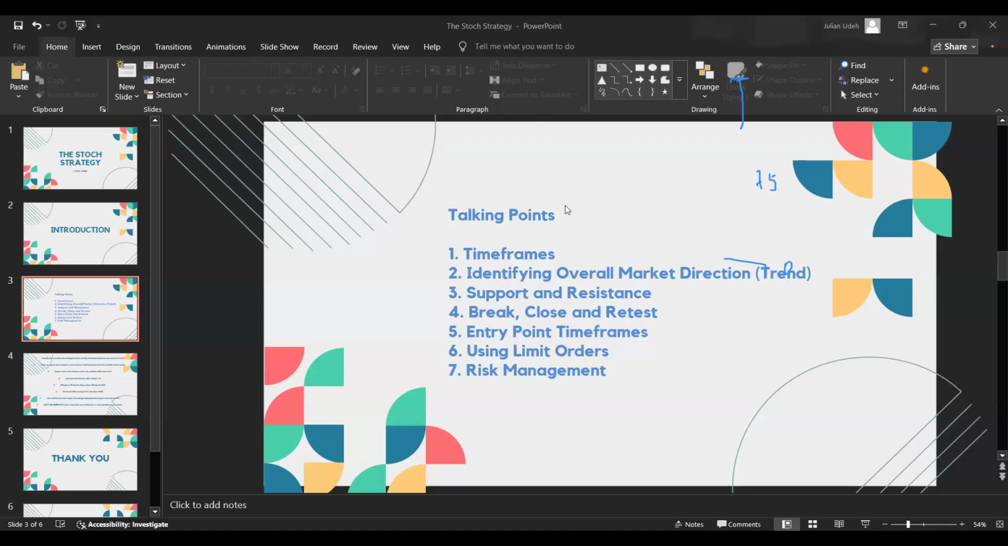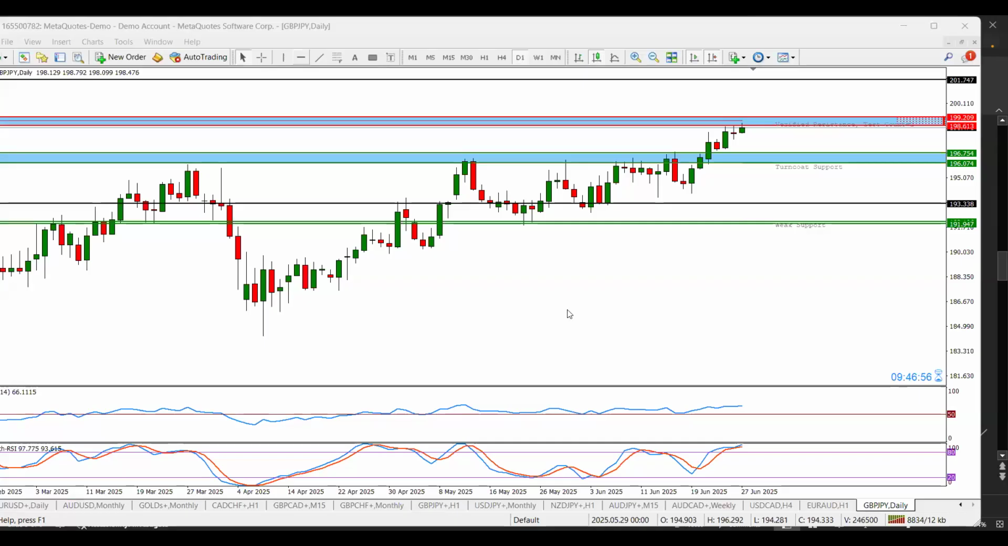Let me say it again. Normally when you place a buy limit, I will say it, but I also want someone to say it. Normally when you place a buy limit, this is the current market price. If this is the current market price, you will normally place your buy limits below. That means you are buying the price at a lower price.